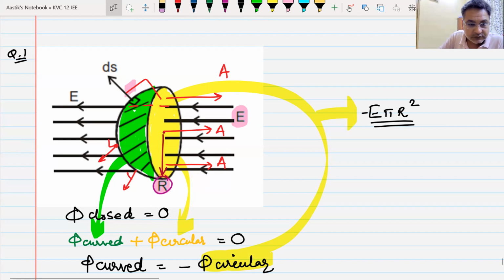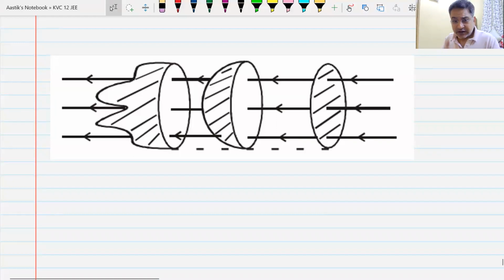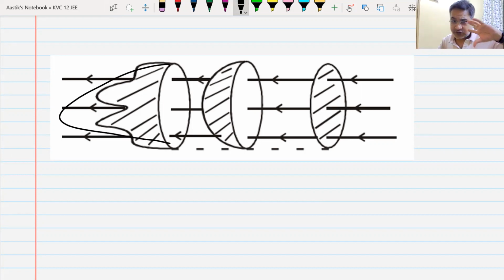Now, if you understood this, then you can understand that no matter what type of surface is given to you, this is an example. I have seen a question where they had given a paraboloidal surface. A paraboloidal surface is like this. It's a surface which is formed by rotating a parabola. You have seen a parabola in maths, y square. When you rotate a parabola like this, it becomes a paraboloidal surface.